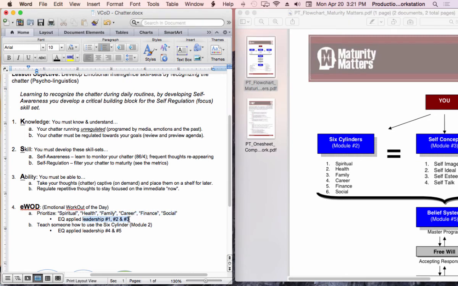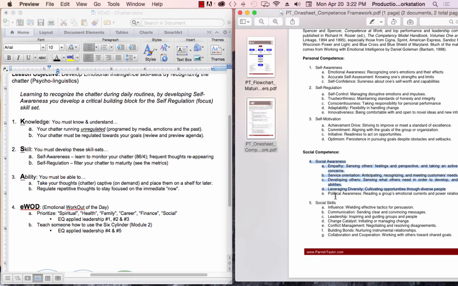What you're building is 1, 2, and 3 in the UQ model. And then your second step is to teach someone to do the same thing. Help them with the skill set of self-motivation, and what you're doing there in applied learning is skill sets 4 and 5 in the social domain.